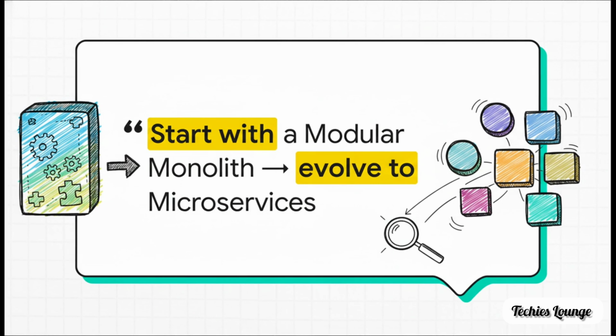And this brings us to probably the single most important piece of wisdom in this entire space. For most teams, the smartest path isn't to dive headfirst into microservices. The best path is to start with a really well-organized modular monolith. Then, later, if and when one of those modules needs to scale or change on its own, you can just break it off into its own microservice. You evolve into the complexity, you don't start with it.